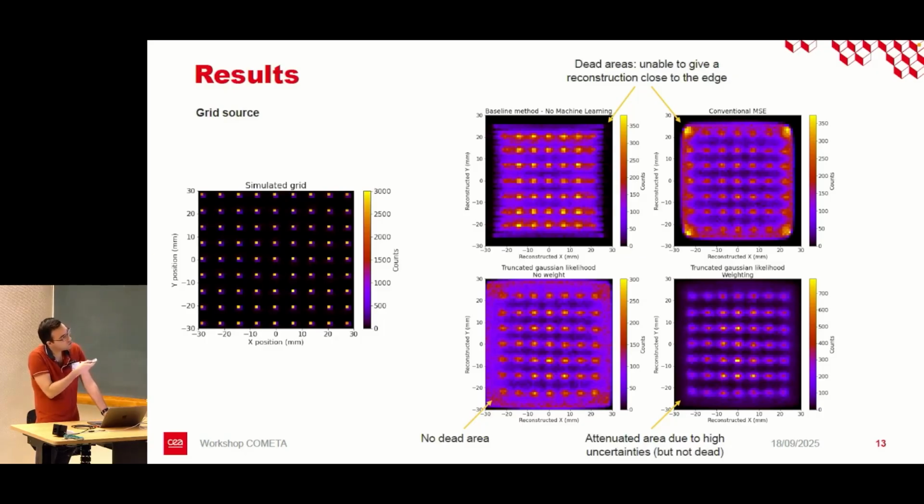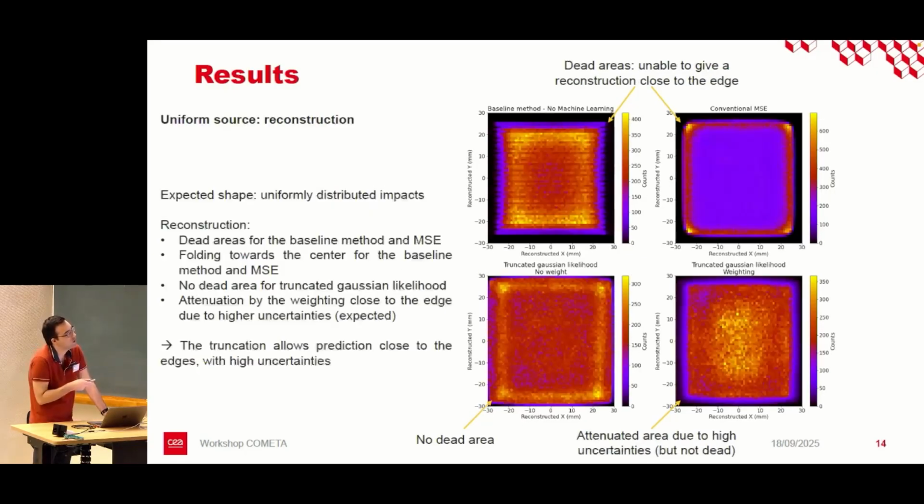So here it's mainly a visualization, and then we can try to quantify more precisely the precision of the detector. So when we use a uniformly distributed impact on the detector, we can see here the reconstruction of a uniform source. We can see the same shape, so dead areas here by using the baseline and the conventional MSE. And if we use the truncated Gaussian likelihood, there are no dead areas, and we have a better estimation by using the weighting approach.